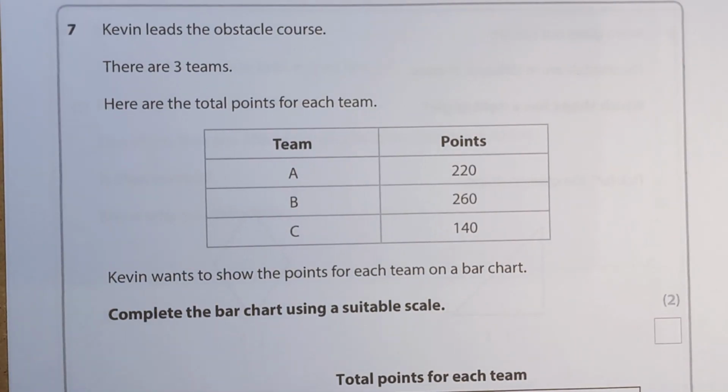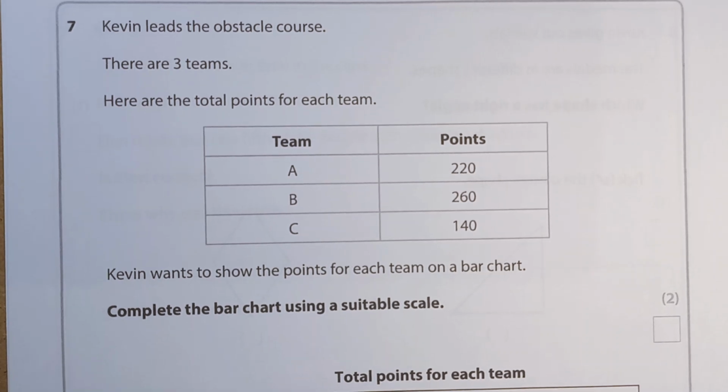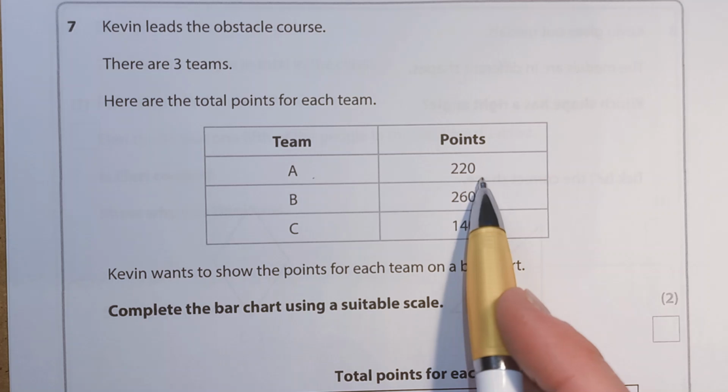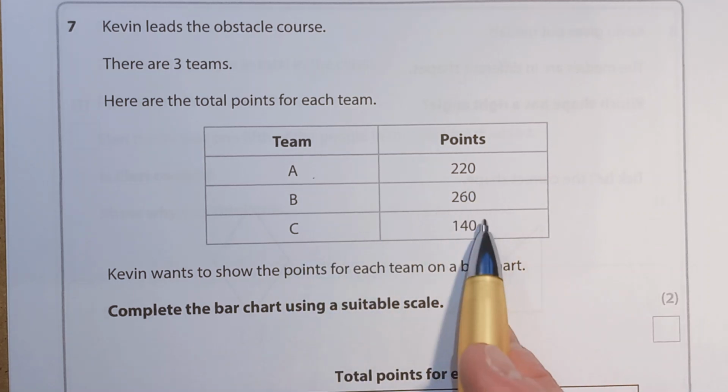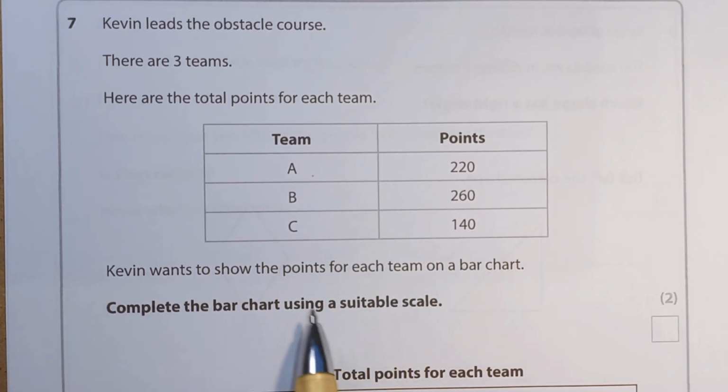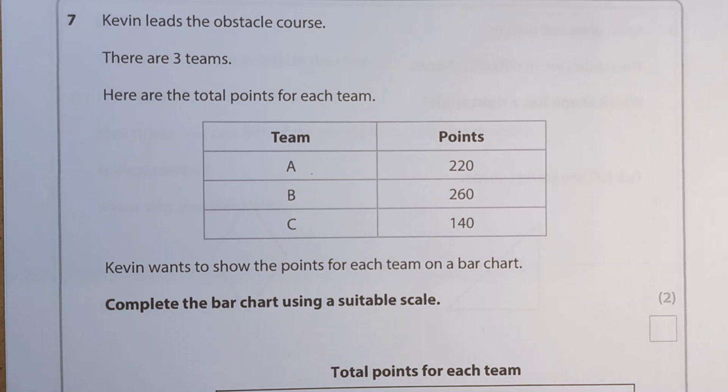Question 7. Kevin leads the obstacle course. There are 3 teams. Here are the total points for each team. So Team A got 220 points, Team B, 260 points, and Team C, 140 points. Kevin wants to show the points for each team on a bar chart. Complete the bar chart using a suitable scale.